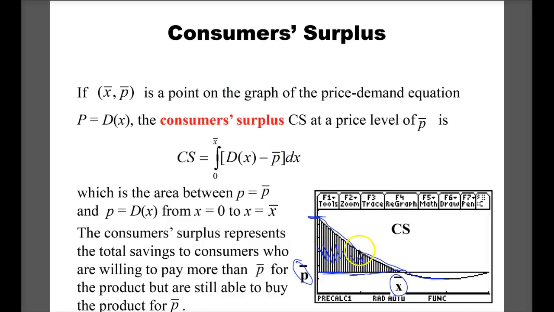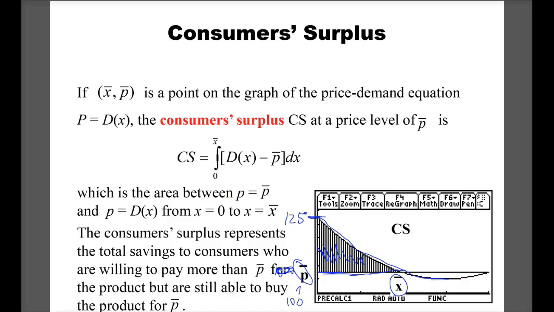And it is represented by the area in between your demand curve here, your demand function, and the horizontal line here that is being represented by this price level, which is in this case the $100. So here's the $100 here. This is the $125 that you were probably willing to pay. Okay. And so that is kind of how consumer surplus works.